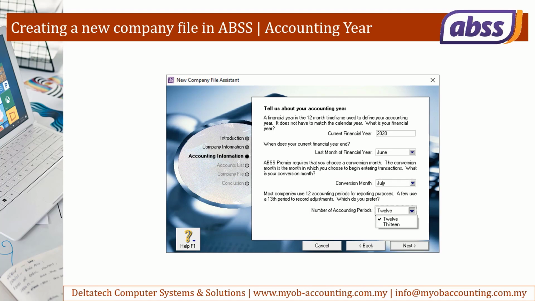Next, you can choose to have either 12 or 13 accounting periods. In general, there are only 12 periods in an accounting year. ABSS provides a 13th period for making adjustments to your accounts. For example, you can use the 13th period for entering audit adjustments. Choose either 12 or 13 according to your preference. Click Next to continue.